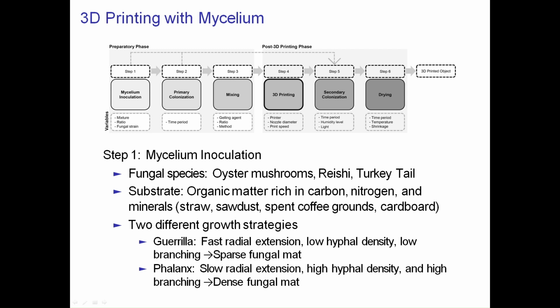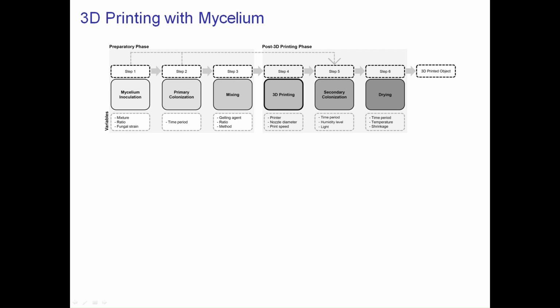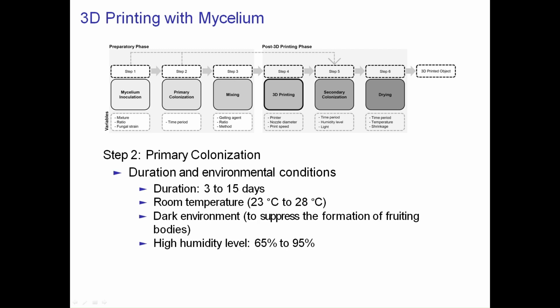When it comes to the substrate, apart from its composition, its quantity also plays a major role, driving the mycelium to grow with either the so-called guerrilla or phalanx strategies, which in turn dictates the final material's density and print quality. The second step is the primary colonization of the mycelium.